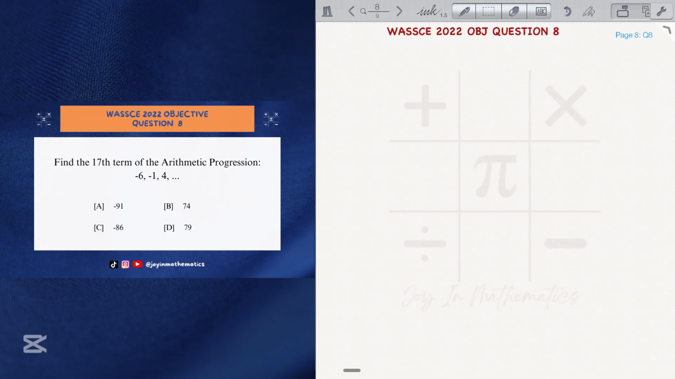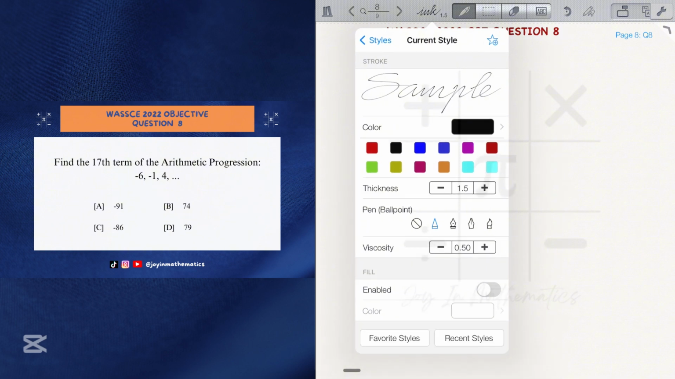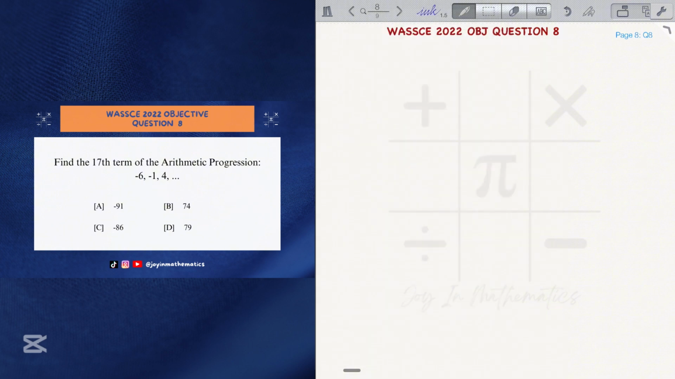Now the question says find the 17th term of the arithmetic progression -6, -1, and 4. Now this is a question on arithmetic progression. We understand AP, we understand GP, but then let's focus on AP for this question. The first thing we will do is to write out all the formulas involved in arithmetic progression.